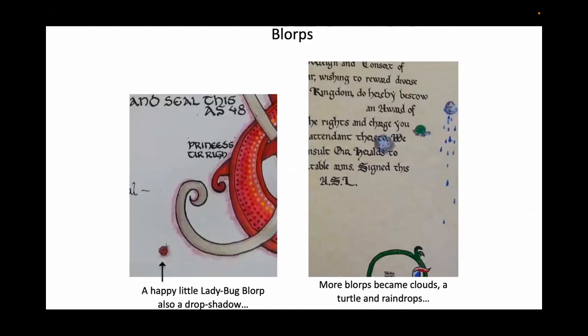Here again, we have a little bit of drop shadows happening, but also I had a red paint blorp, as I call them, on the side. So I turned him into a happy little ladybug. Somebody else had the same thing happening on their charter that they were working on. So here we have a little turtle and a thundercloud and some raindrops. Yeah, just find a fun way to disguise or incorporate those little blorps that sometimes happen.